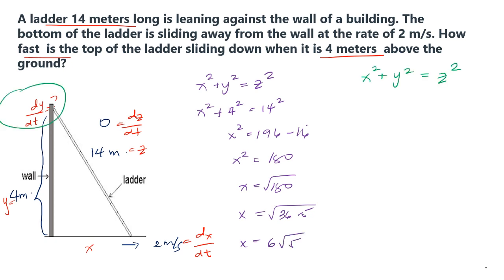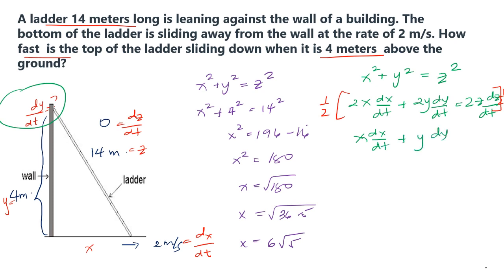So let us perform implicit differentiation on this equation. The derivative of x squared is 2x times dx/dt, plus the derivative of y squared, which is 2y dy/dt, is equal to 2z dz/dt. Multiply all the terms by 1/2. So we have x dx/dt plus y dy/dt is equal to z dz/dt.